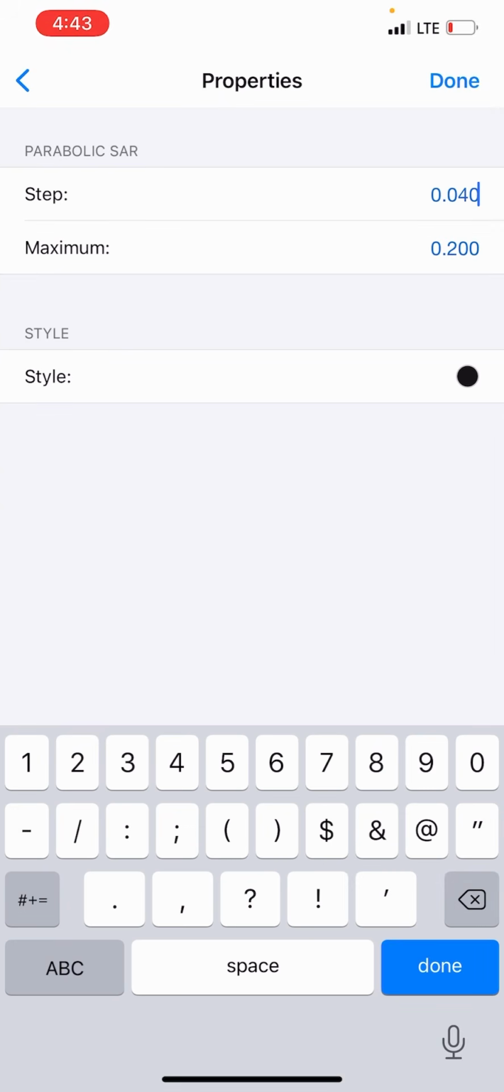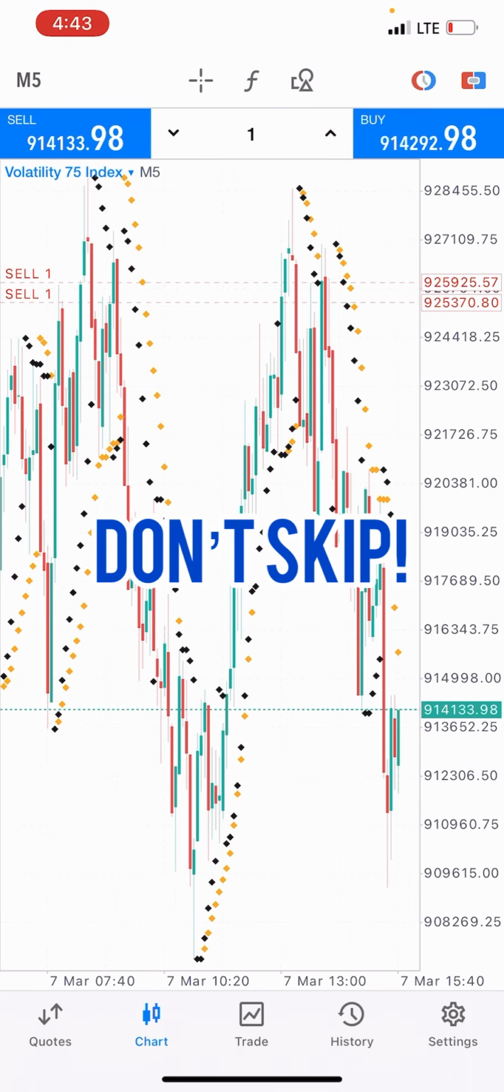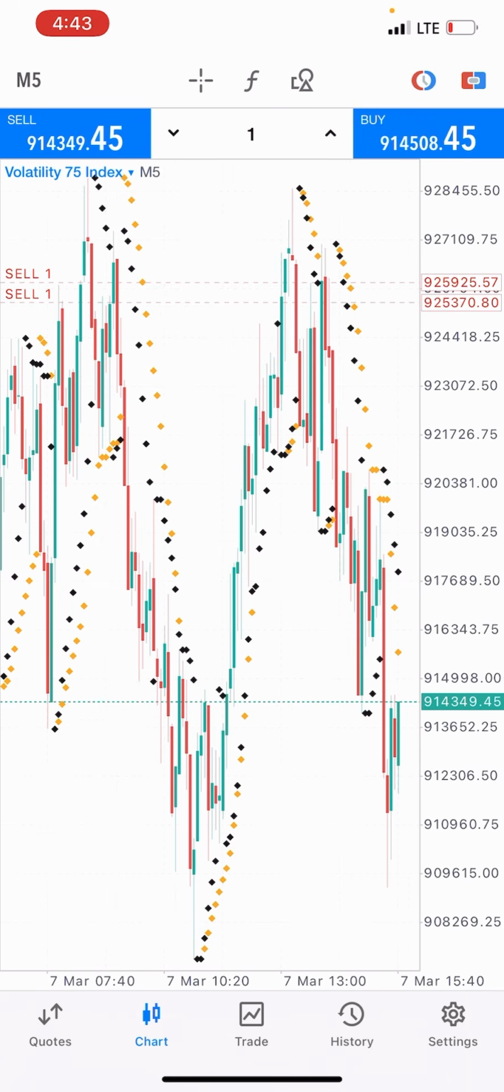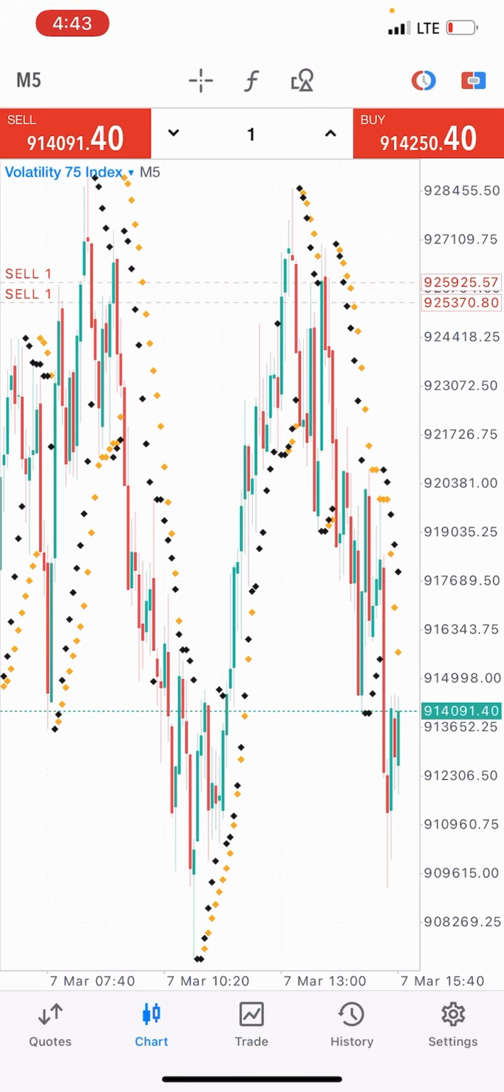You click on the indicator tab, add button, then select parabolic SAR. This time around, we'll be using 0.02 and 0.04 and a 0.02 as well. Make the color black, done. This is the parabolic SAR that we just set. And lastly, guys, it's $22,000 profit.